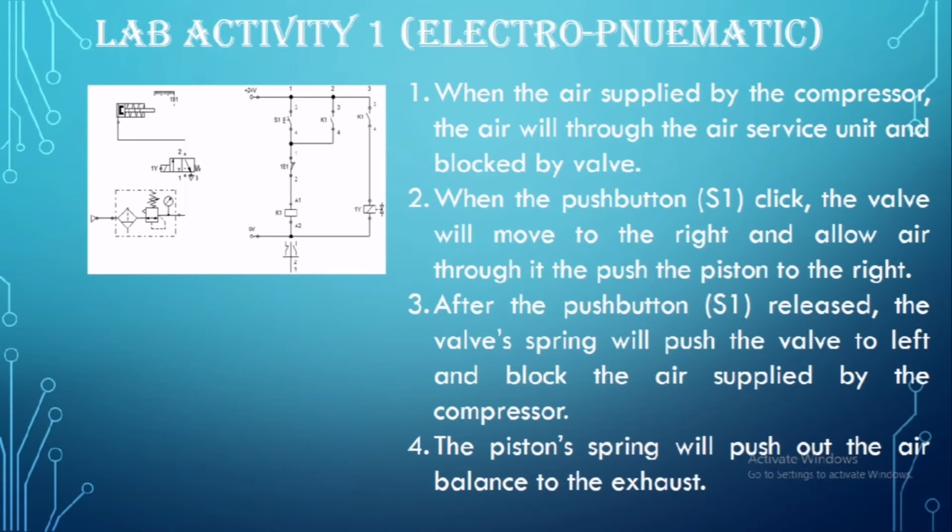For lab activity 1, we will talk about electropneumatic. As you can refer in the circuit, when the air is supplied by the compressor, the air will go through the air service unit and be blocked by the valve. When push button S1 is clicked, the valve will move to the right and allow air through it, pushing the piston to the right. After push button S1 is released, the valve spring will push the valve to the left and block the air supplied by the compressor. Lastly, the piston spring will push the balance air out to the exhaust.